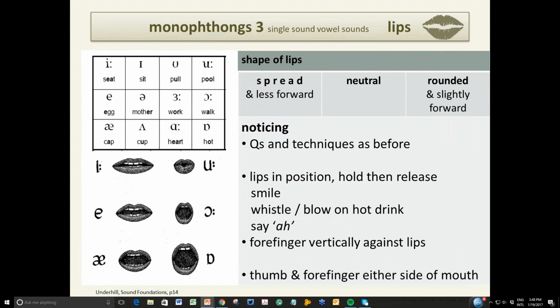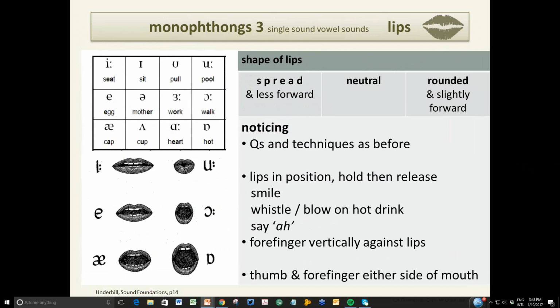Tricks, perhaps helping them think about it by getting them to hold their lips in position for certain sounds, as for ee compared to oo, smiling for ee, whistling, blowing on a hot drink perhaps for the oo, or saying ah. Some people find it helpful to put a forefinger vertically against their lips, but I think this last strategy on this slide, where they've got their thumb and forefinger on either side of their mouth, keep that in mind.